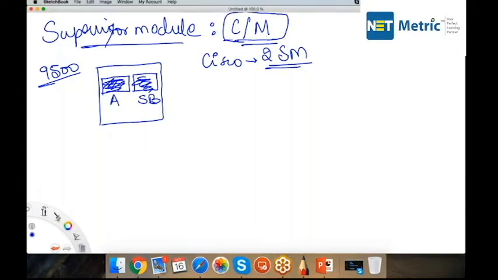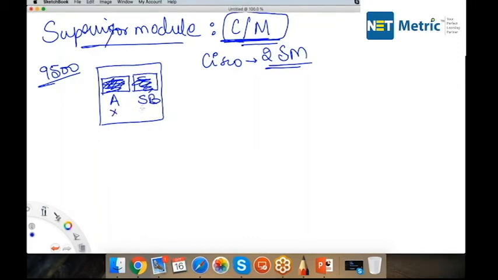Now, when you have two supervisor modules inserted, they always behave in an active standby role. You can never make the two supervisor modules on the same chassis be in an active role. That is impossible. Okay, so one supervisor module will always be active, the other one is always going to be in standby.